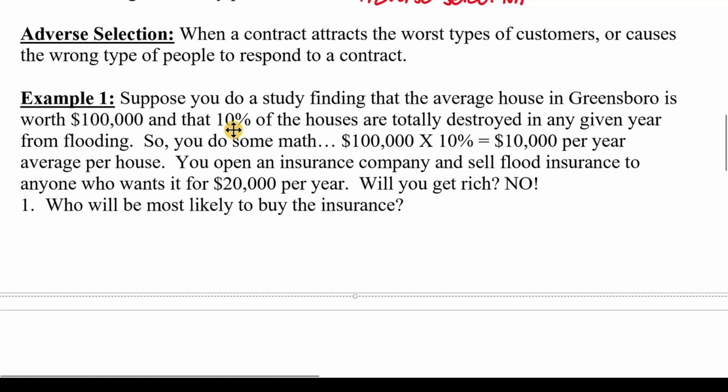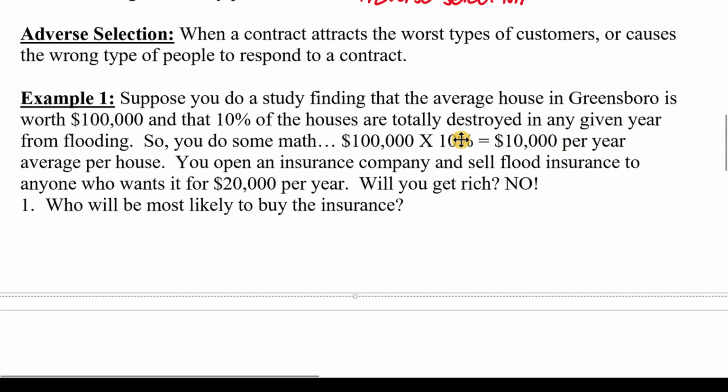And suppose that 10% of houses are totally destroyed in any given year from flooding. You do some quick math. Well, if we have a bunch of houses and they're all worth $100,000 and 10% of these houses get washed away due to flooding every year, then on average, per house, I'm going to be experiencing $10,000 in losses if I offer flood insurance, right?